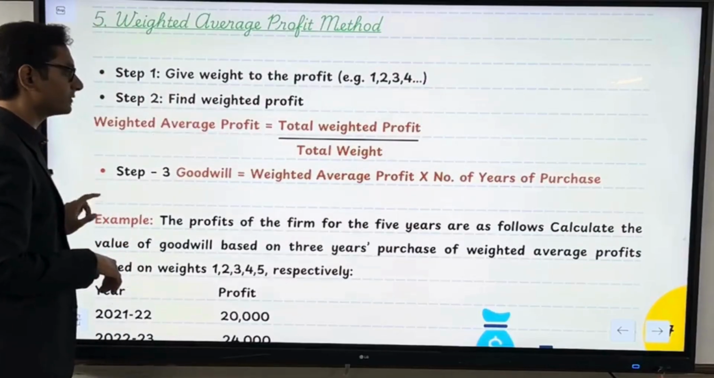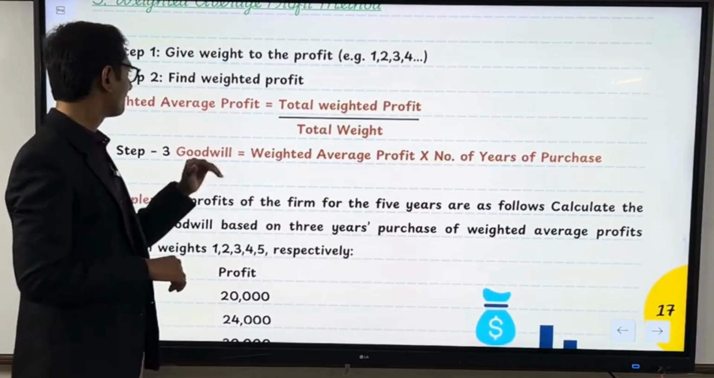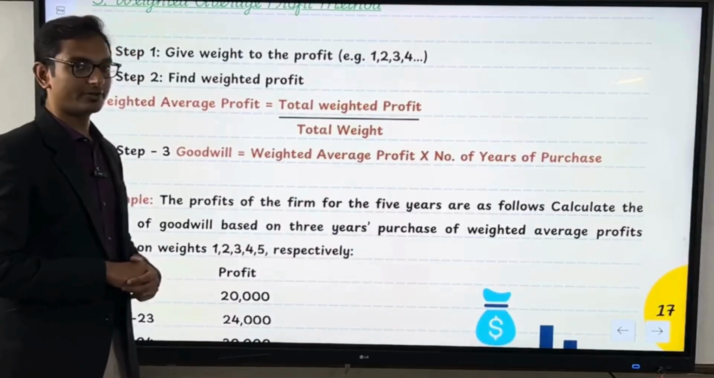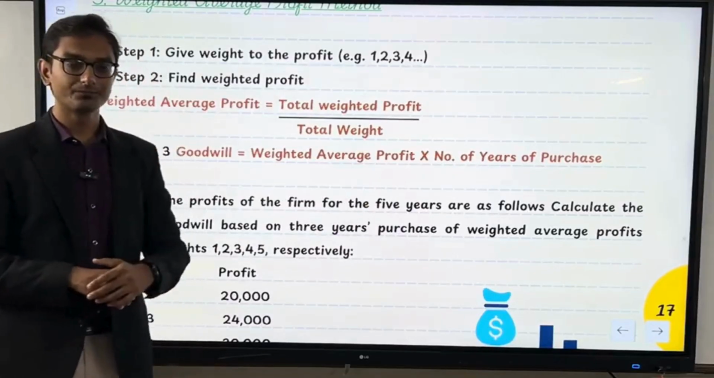Step number 3 is goodwill. Weighted average profit that you have found out in step number 2 multiply by number of years of purchase. आपको that is again given in the question.